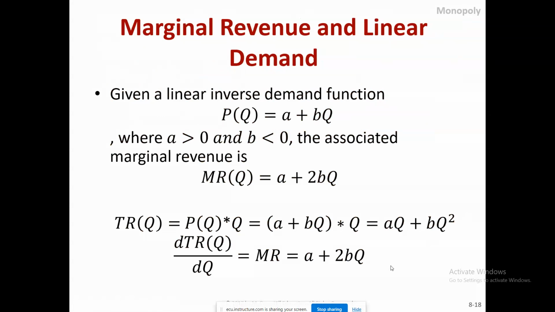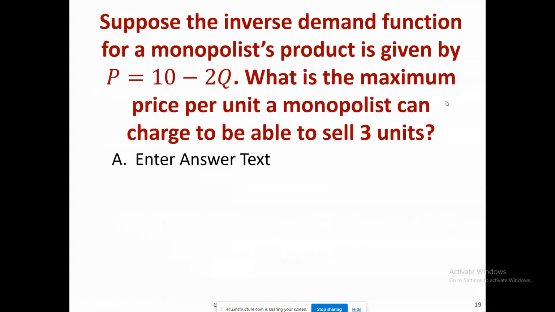Please note that the demand function is in its inverse form, which means price is on the left-hand side by itself and quantity is on the right-hand side. If we have a demand function, which means quantity on the left-hand side, we need to rearrange it to its inverse form, then figure out marginal revenue function.